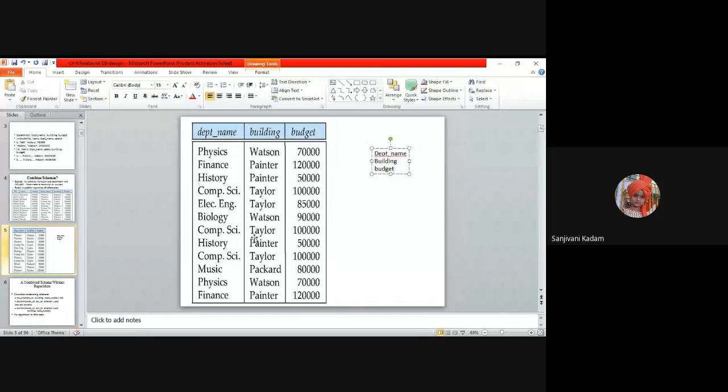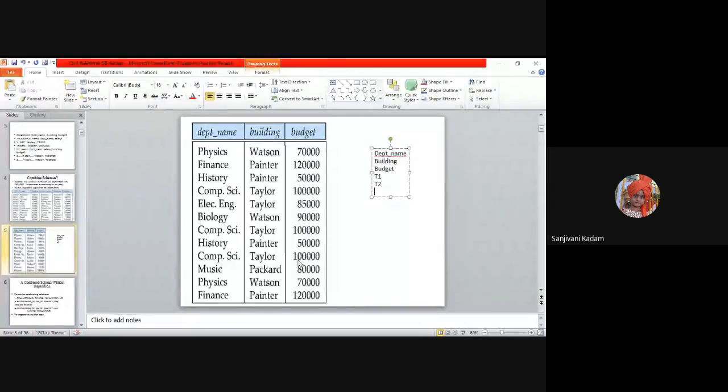Let us look at the table. For physics, I have the building value as Watson. Wherever I have physics as a value, the building name is Watson only. This means that the building name attribute is dependent on the name of the department. If my department name changes, the building name will also change. Consider tuples T1 and T2. If for T1 I have department name physics and building Watson, and for T2 also the department name is physics, it will also have building Watson only.